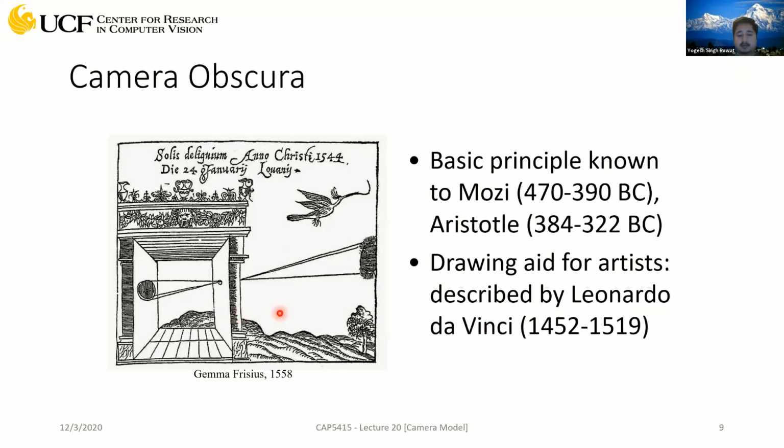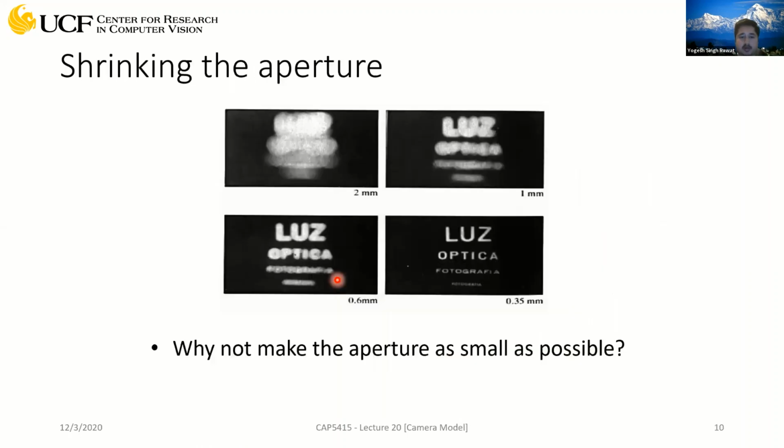And it's not something new. So this is an image from 1558. This basic principle of the pinhole camera was known to Mozi around 473 BC. So that's pretty old. And I think Leonardo da Vinci used it for his drawings, right? He used to do painting, so this was known to him as well. So it's not something new.